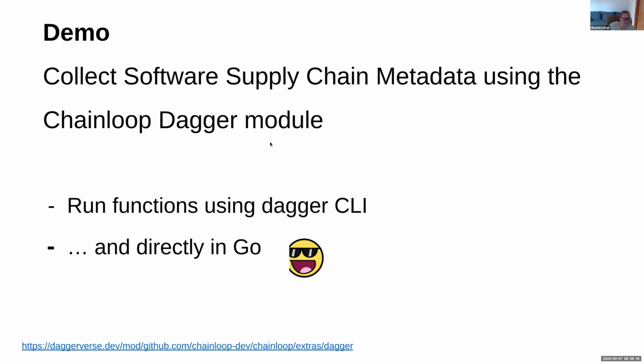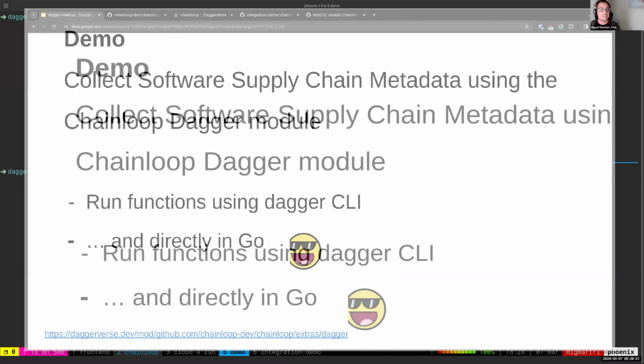Perfect. All right, so the demo. Collect software supply chain metadata with Chainloop and Dagger, and we're going to do it two ways. First, we're going to do it running the functions directly using the Dagger CLI, and what I really like is actually using Go and using it in my Go pipeline.